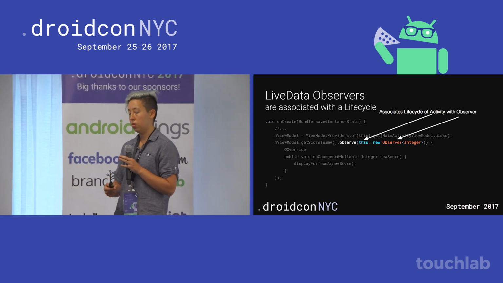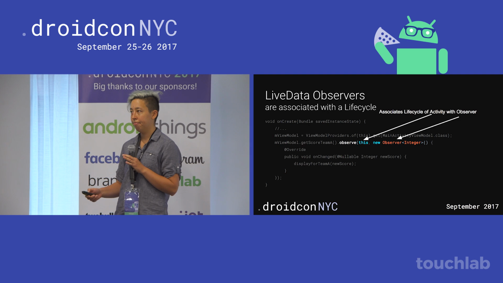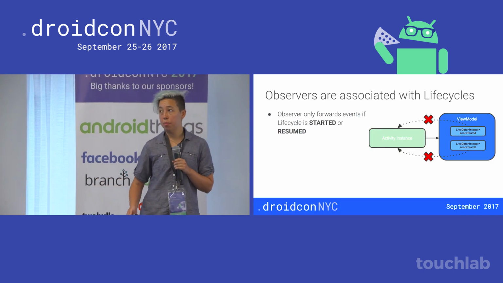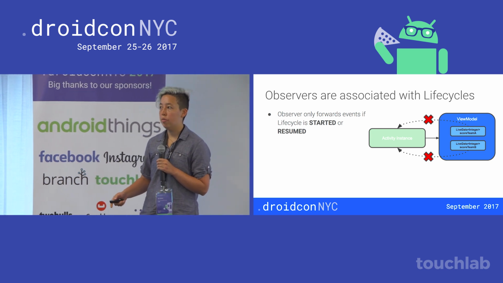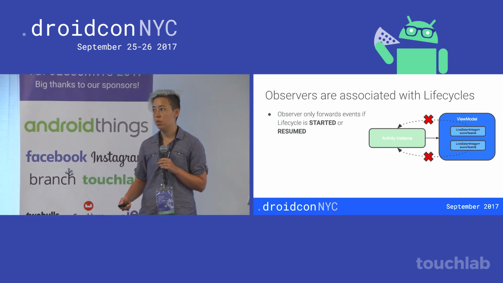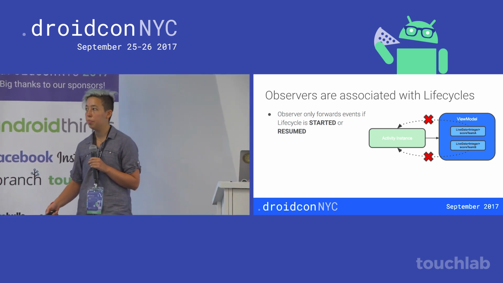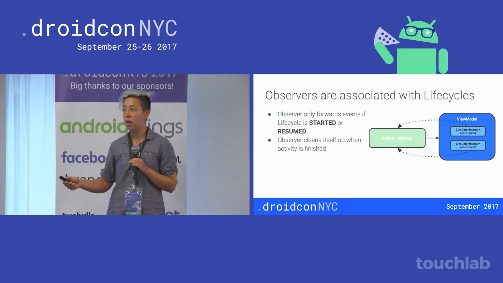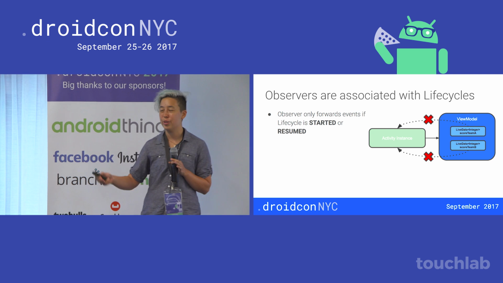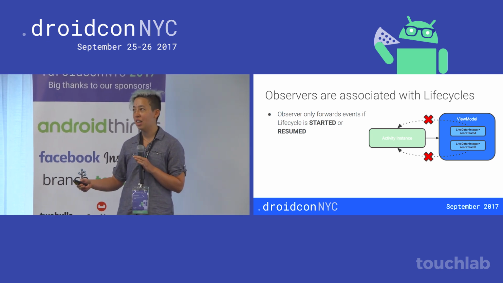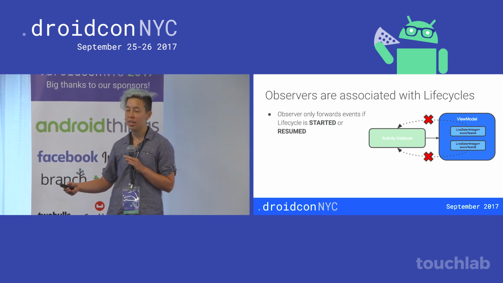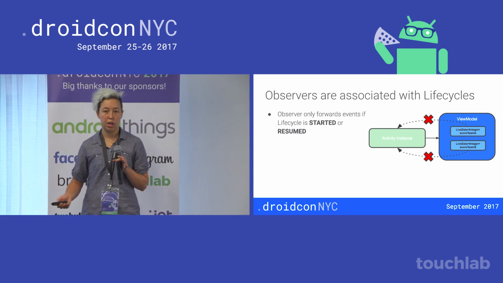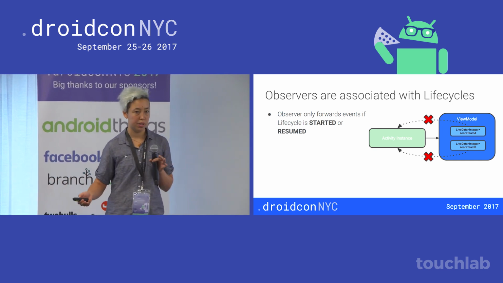So each observer has an associated lifecycle with it. Observers are associated with a lifecycle, and observers will only forward events if the lifecycle that they're associated with is in the started or resumed state. What this means is, if the activity is not actually in the foreground, you don't need to update the UI, so it won't be forwarding those UI update events to it.